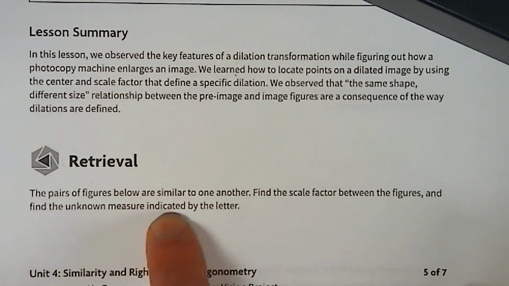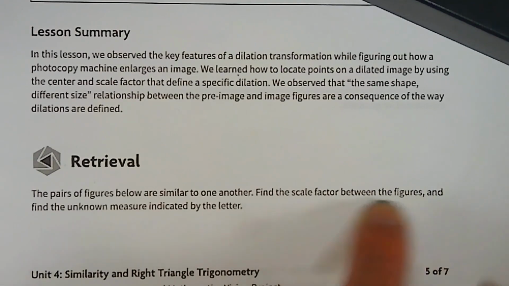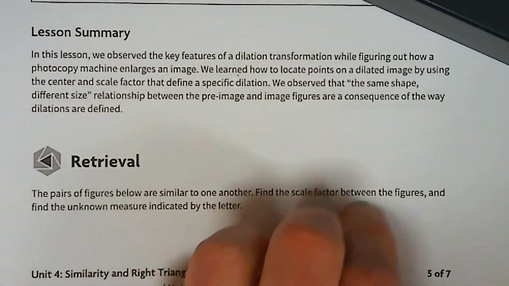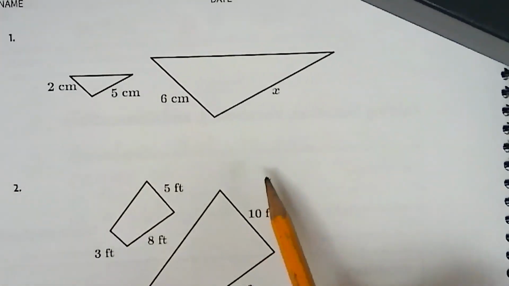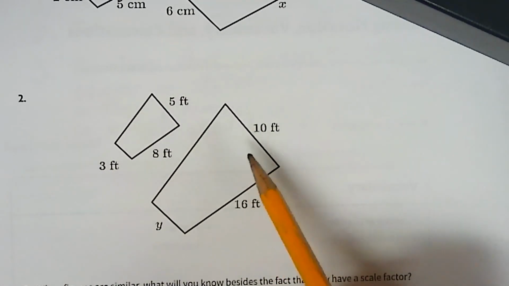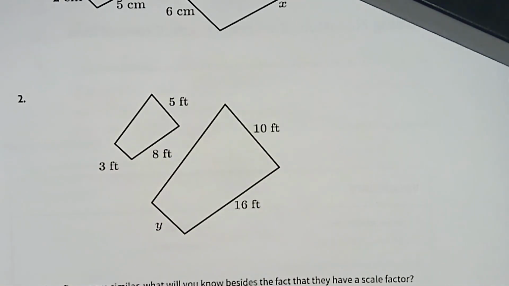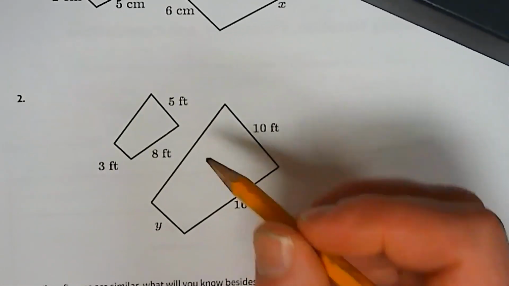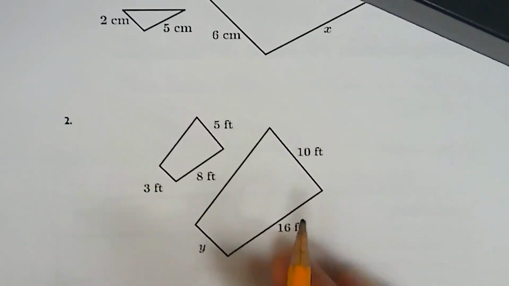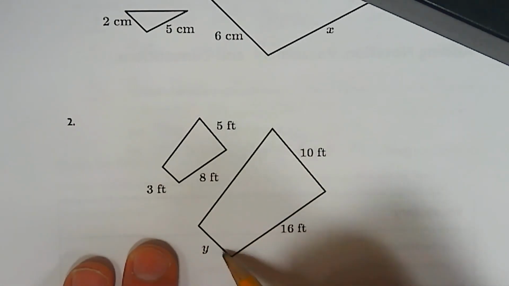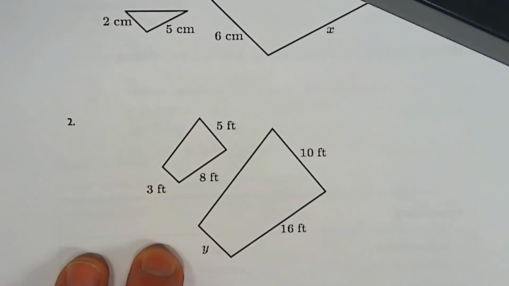The pairs of figures below are similar to one another. Find the scale factor between the figures and find the unknown measure indicated by the letter. Similar is a great math term, but also confusing, because these two shapes aren't the same, but they're exactly the same shape with a different size. When shapes are the same shape but a different size, we call that similar. They're not congruent because they can't be literally placed on top of each other. They're the same shape, but at a different scale.